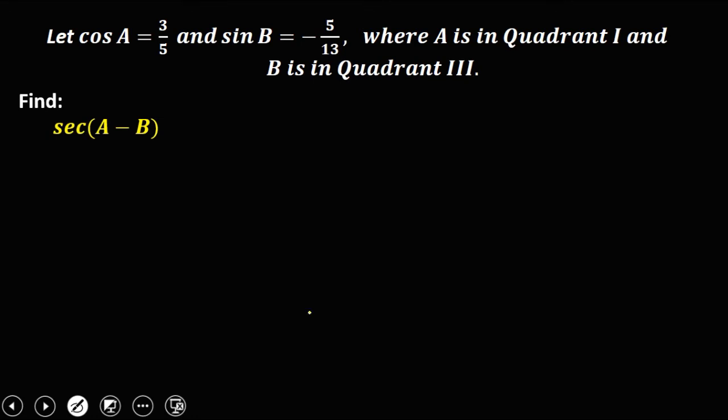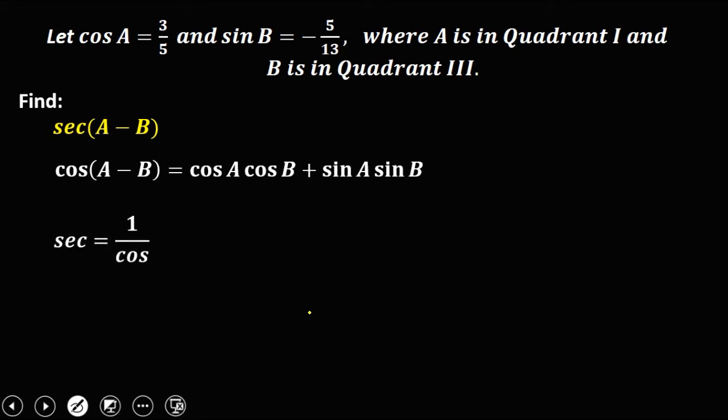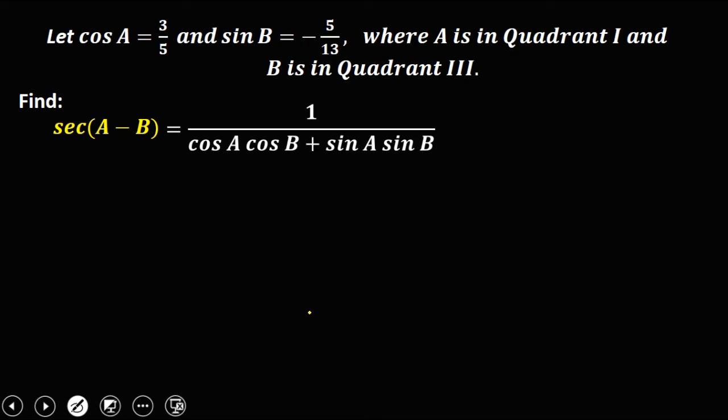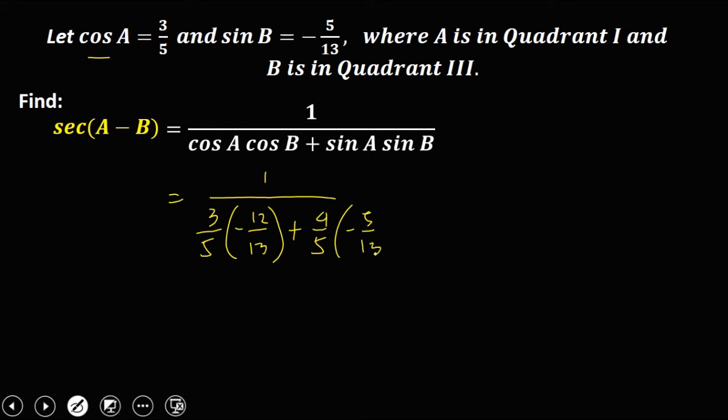Then to solve for secant A minus B, now since cosine A minus B is equal to cosine A cosine B plus sine A sine B, and from an identity, the secant is equal to 1 over cosine, therefore secant A minus B is equal to 1 over cosine A cosine B plus sine A sine B. So substitute now the values. So again, cosine A, that's 3 over 5, times cosine B, that's negative 12 over 13, then plus sine A. Sine A is 4 over 5 times sine B. So sine B, that's negative 5 over 13.